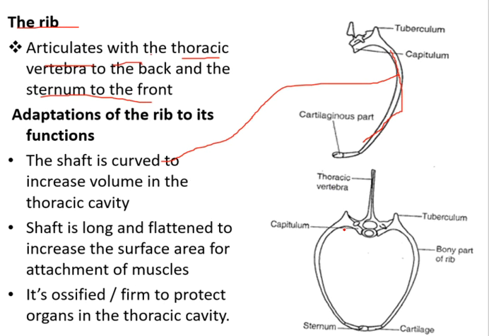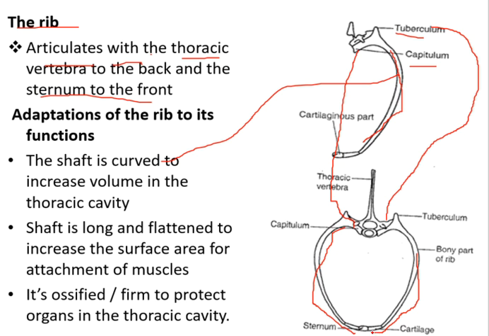And you can look at our rib here, the parts of the rib. We have tuberculum, capitulum. And I've said the tuberculum here articulates with tubercular facets on the thoracic vertebrae. Then the capitulum here articulates with the capitular facets found on the thoracic vertebrae. Then the rib at the front articulates with the sternum. At the point of articulation, you have cartilage here to reduce friction.